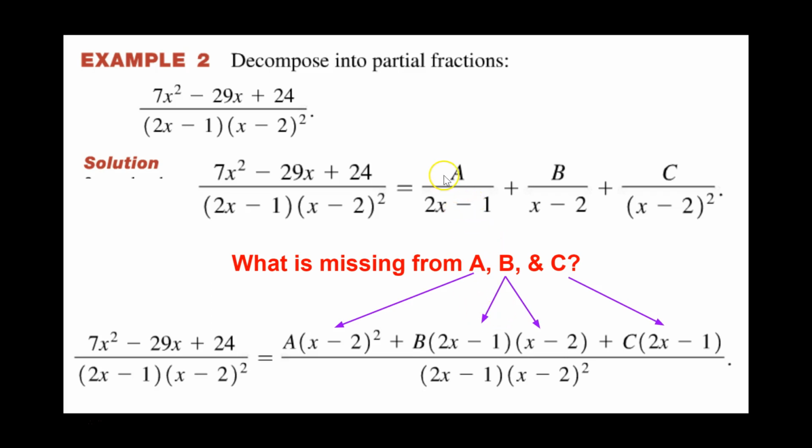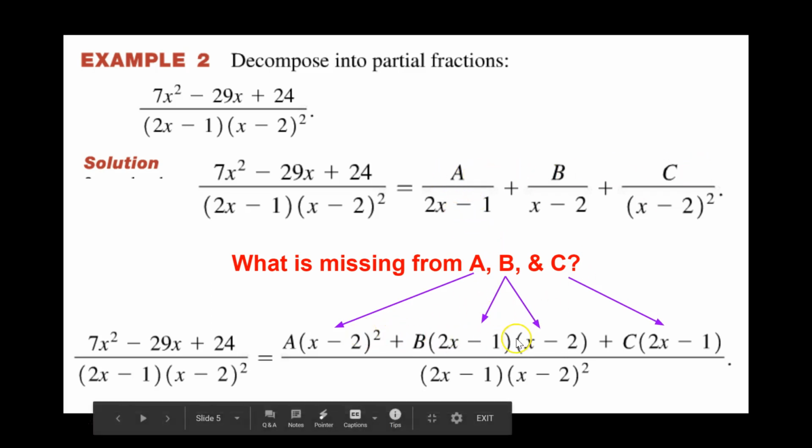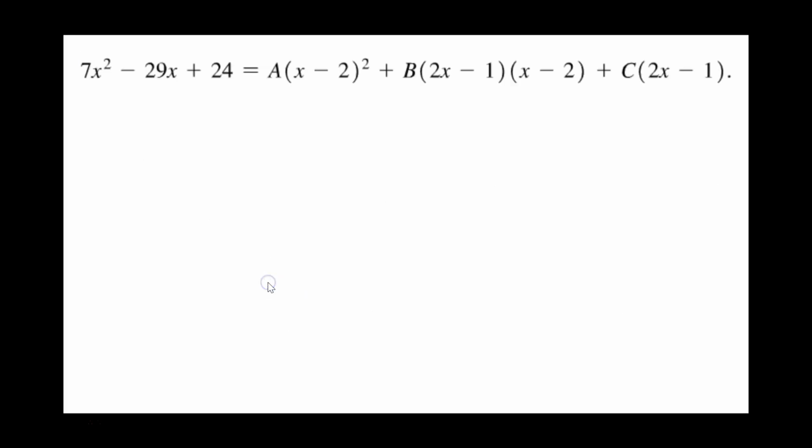So once we figure out what's missing and put it at the top as far as multiplication, we can now see that the two denominators are the same, so we can get rid of them and we can just work with the numerators. So here we got rid of the denominators and we just wrote the numerators all equal to each other.